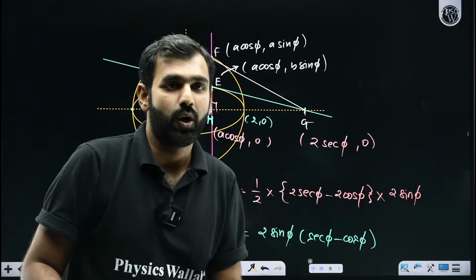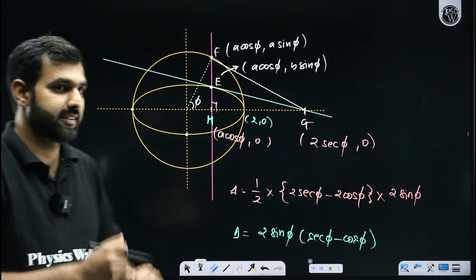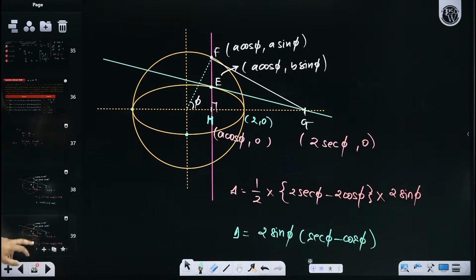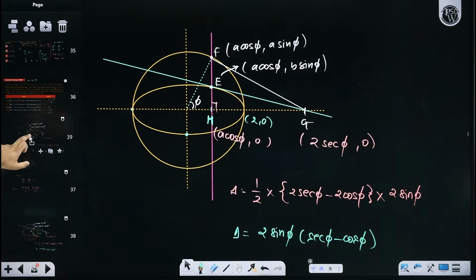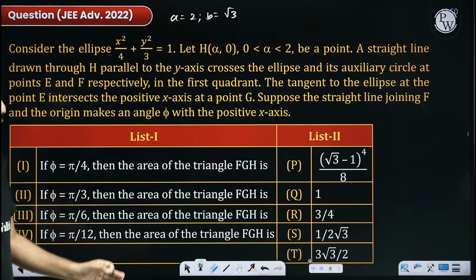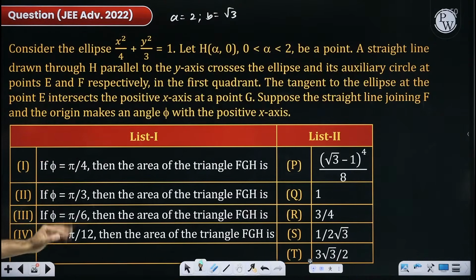But the question is not done yet. The question is absolutely not done yet. Why? Because here, the challenge now you got to apply here is this. Let me take it to this part here. Now pay attention to this part here. Area of this triangle FGH when alpha varies. So let me solve it for one of the options. Let's say alpha means phi. Let's say phi is pi by 4.